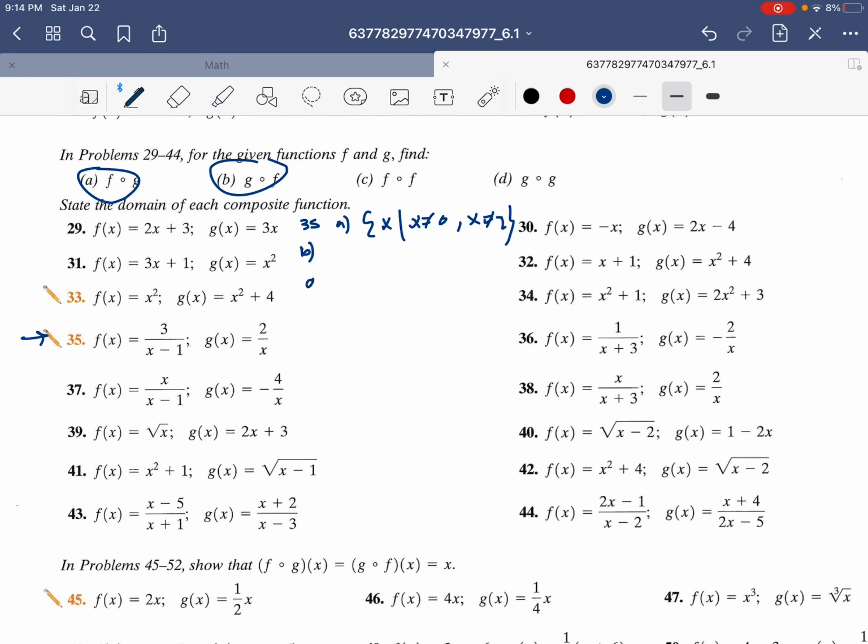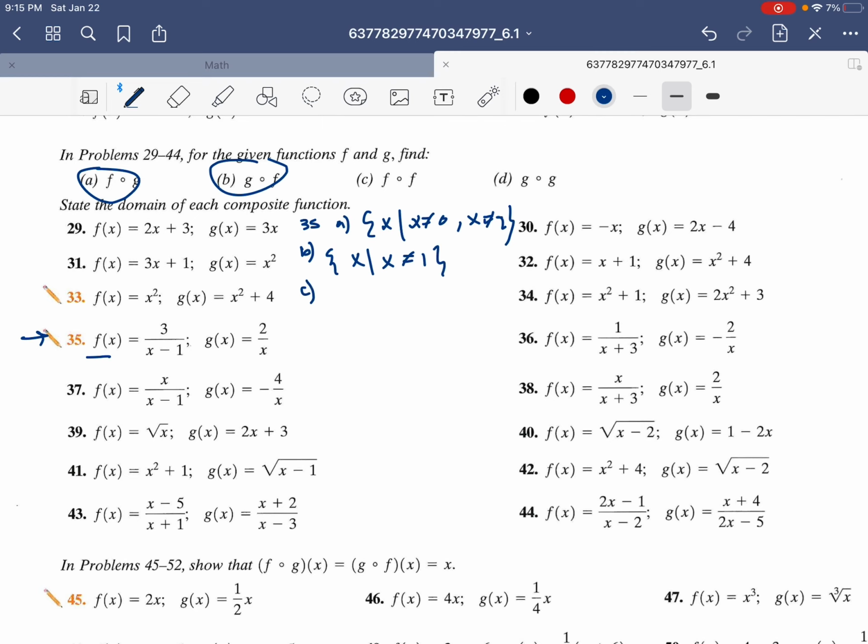Okay, so see g of f of x. Look at your f. Put that in. Okay, so here you see that x is there. So x cannot equal 1. And you can keep solving, but it won't tell you anything. So you just know that x does not equal 1. So for your solution set, 35B is the domain: x cannot equal 1.